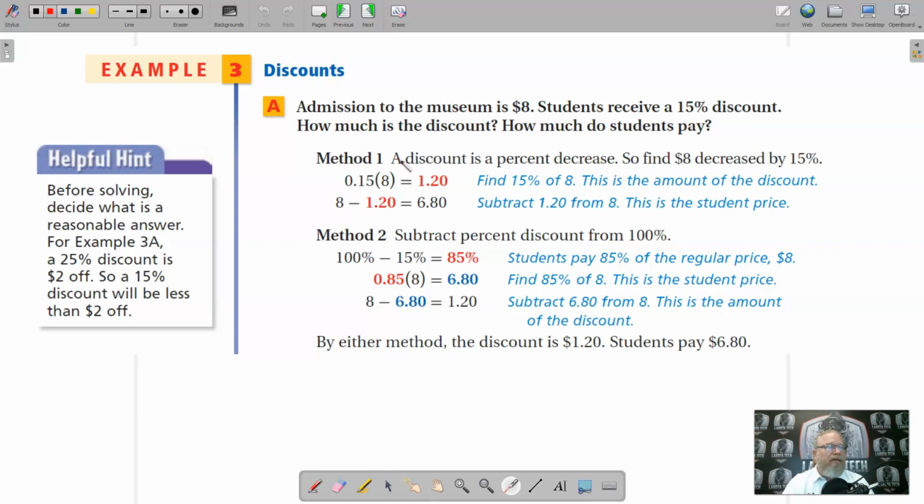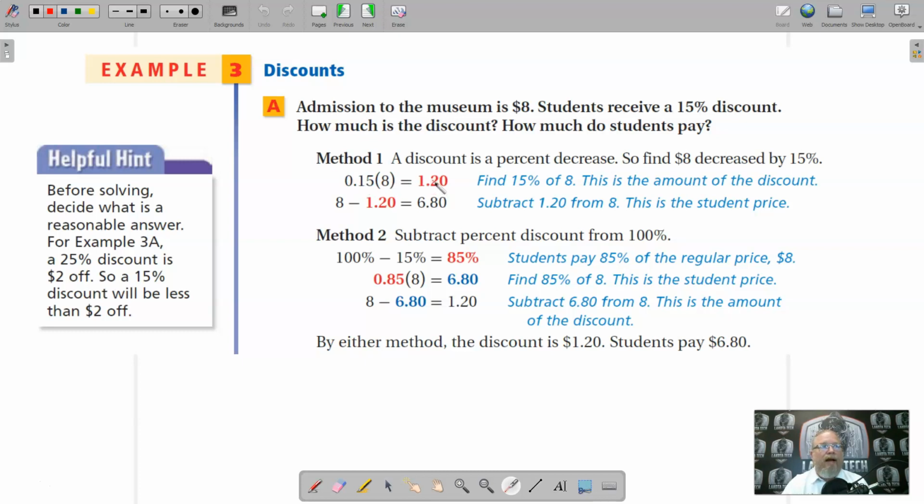So here we have method 1. A discount is a percent decrease. Whenever you get a discount on something, the price goes down. So find $8 decreased by 15%. 15% as a decimal is 0.15. 15% of 8 equals $1.20.